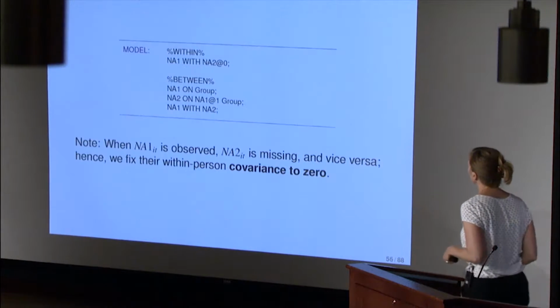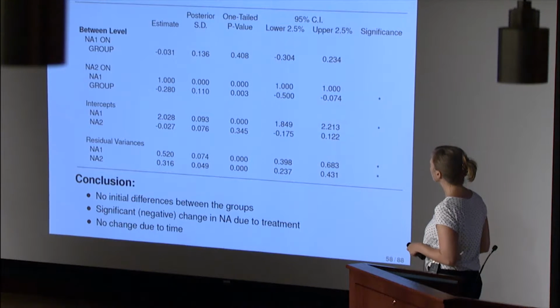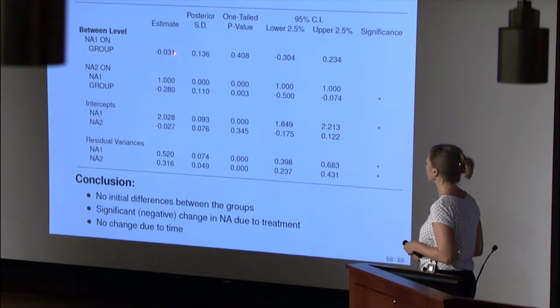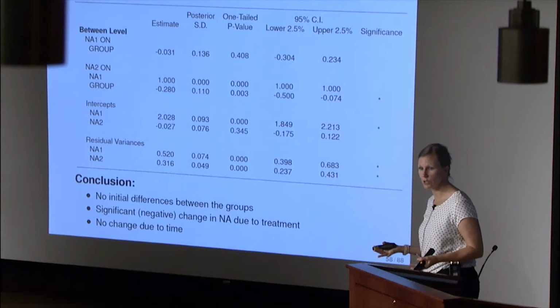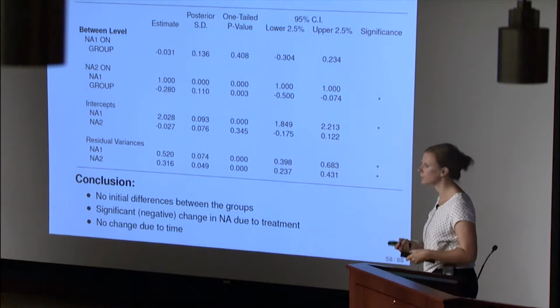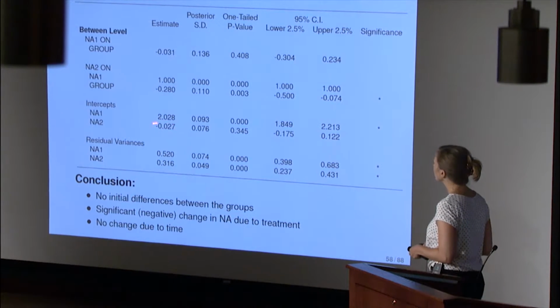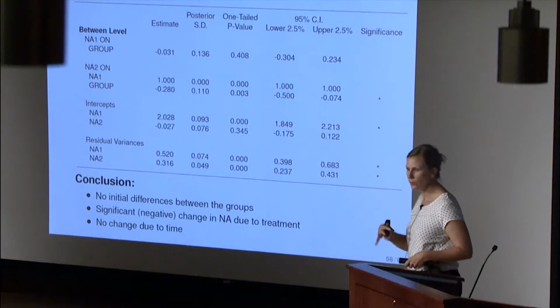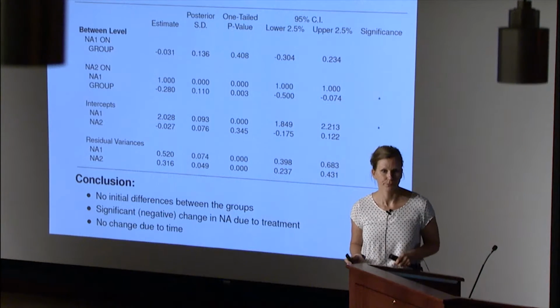So we see in this initial analysis that there are no differences between the groups prior to the intervention. We see that after the intervention, the treatment group has a lower mean on negative affect. So the intervention was successful in decreasing negative affect. And we see there was no effect of time. So this effect did not occur for the control group.